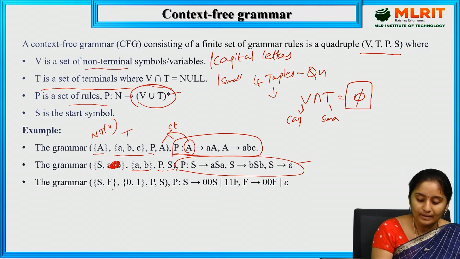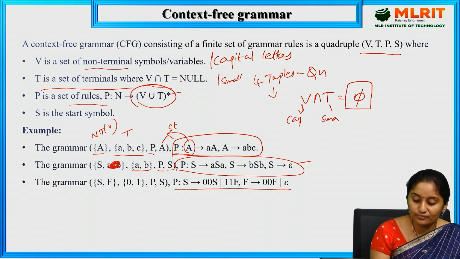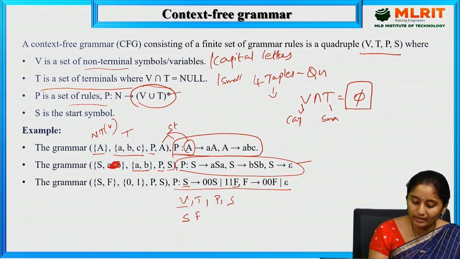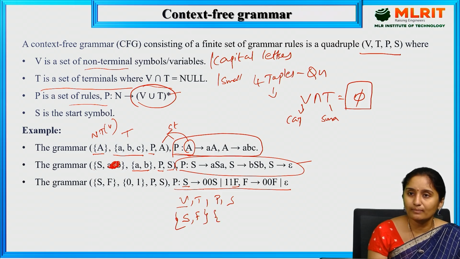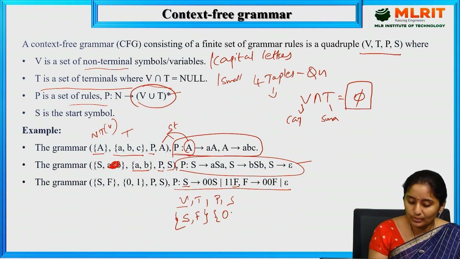So the grammar, here I have these production rules. From these production rules, we are going to frame V, T, P, S. V is the set of non-terminals. S is one non-terminal, and F is also one non-terminal, S comma F. And what are the terminals? Terminals are small letters. It can be numbers, or commas, open brace, closed brace. All those come under the terminals. So 0, 1 are the terminal symbols.